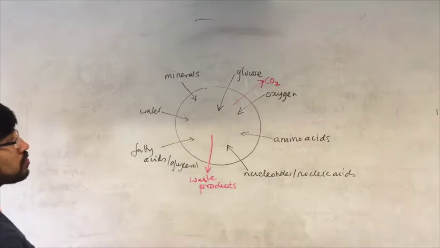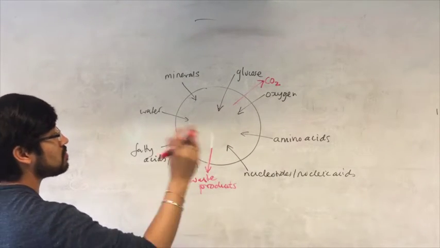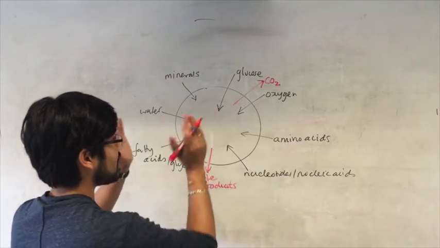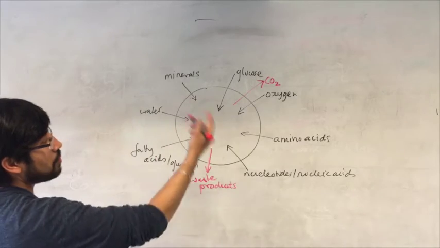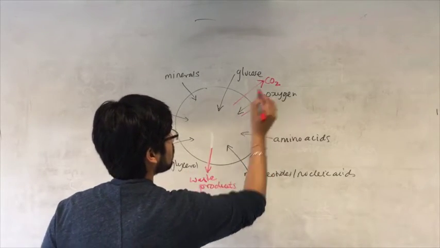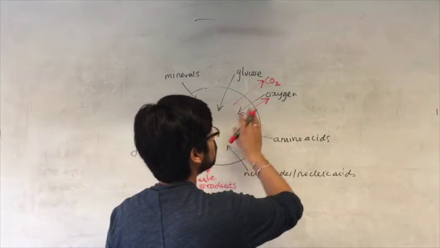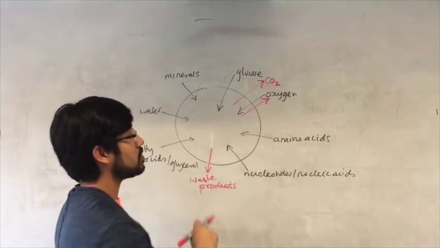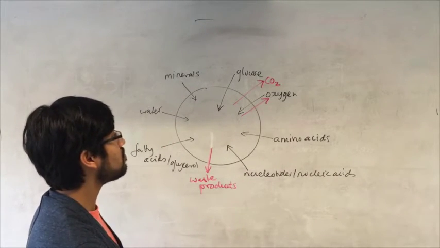Let's just think of the one cell for now. And if this was a plant cell, for example, it would also be removing oxygen from the cell. So oxygen also needs a way to leave the cell.